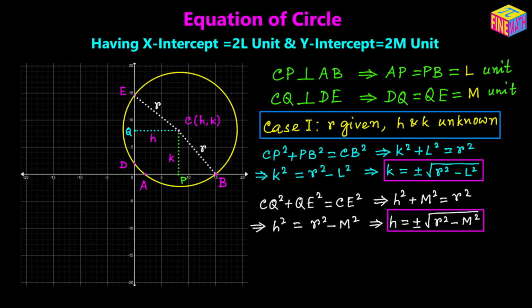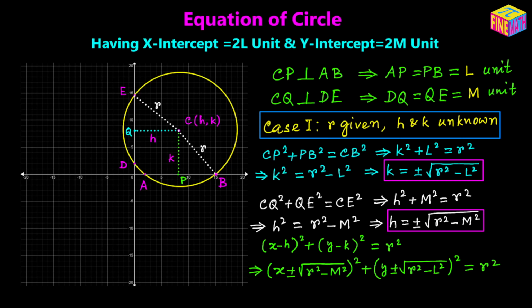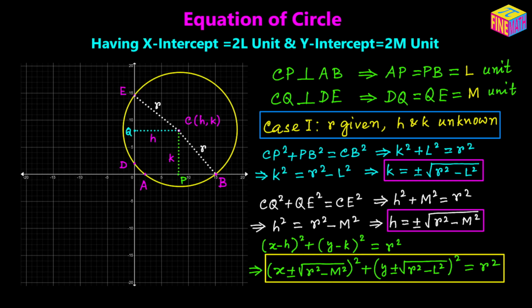Next, we are going to try and figure out the equations of the circles. So let's begin with the fundamental equation of a circle. x minus h whole squared plus y minus k whole squared is equal to r squared. And if we plug in the values of h and k, then our equation is going to look like this: x plus or minus square root of r squared minus m squared whole squared plus y plus or minus square root of r squared minus l squared whole squared is equal to r squared. And this represents a set of 4 possible equations, because we can create 4 possible equations from here using the plus or minus sign in the first parenthesis and the second parenthesis. There could be 4 combinations of that.